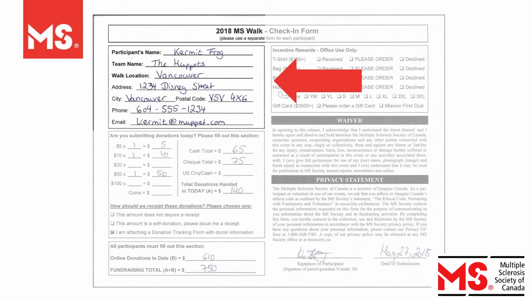Name and contact information. Please make sure the participant has filled out the section legibly. Even if they have registered online, they still need to fill out this section because we use this information to make sure our database is correct and up to date.